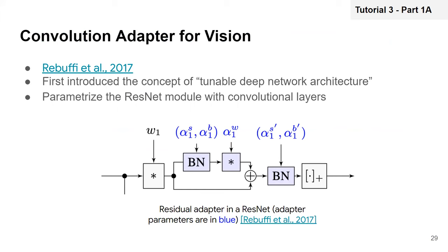All right, so for the convolution adapter for vision, they first introduced the concept of a tunable deep neural network module. Say we have a vision backbone like here. One thing we can do is directly add a batch norm in parallel with our original weight. So in 2017, they were the first to propose to parameterize a residual network module with these convolution layers. One of the students I co-mentored at NTU helped me to make this adapter slide. Do you want to go over?